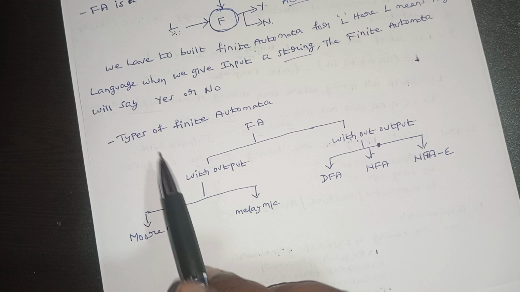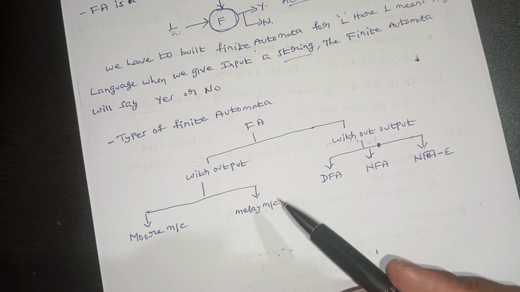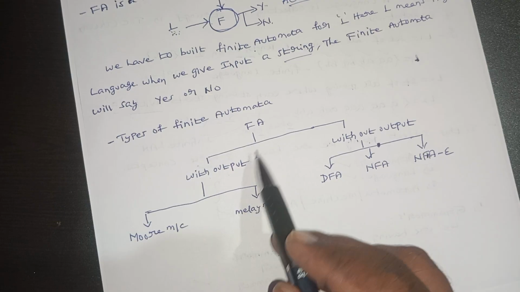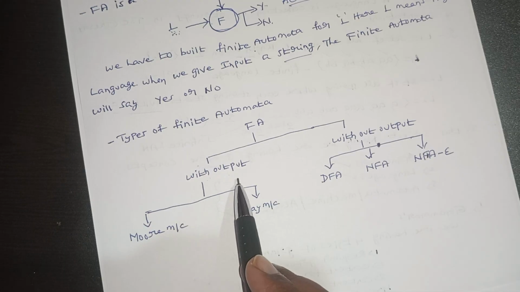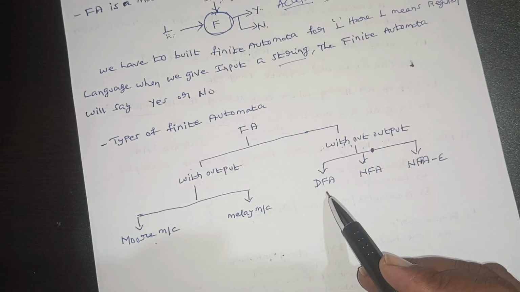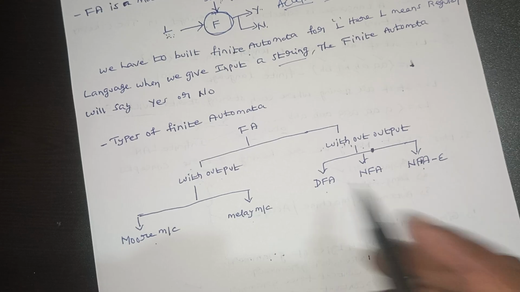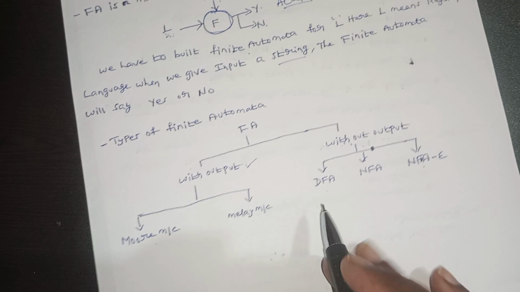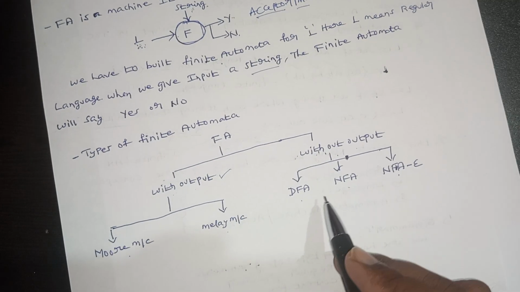Now coming to the types of finite automata. So what are the types? With output and without output. Simply, first we go briefly, then we will discuss in depth. One is with output, the second is without output. With output, I have Moore machine and Mealy machine. Without output, I have DFA, NFA, NFA with null. With output means they are going to print output: Moore and Mealy. Without output means they do not print any output onto the screen.